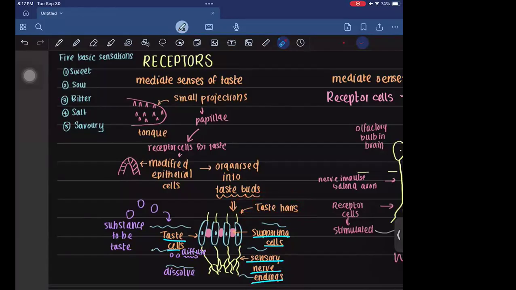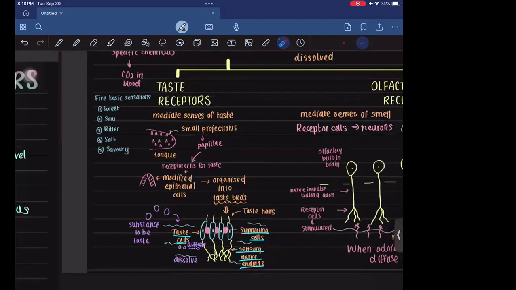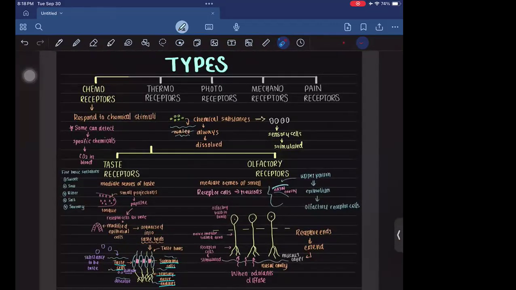So how does the detection work? Small pieces of the food you have to taste get dissolved in the fluid surrounding the taste bud, and then these substances diffuse through the fluid and go to the receptor cells. Then your receptor cells detect the particular food that you're eating, whether it is sweet, sour, bitter, whatever it is. So this is all about taste receptors.